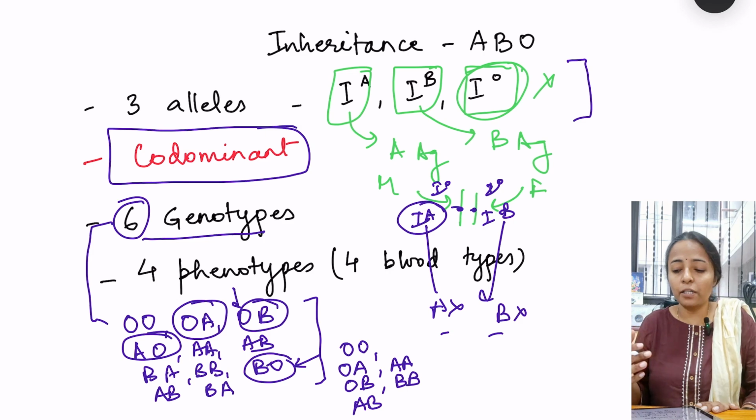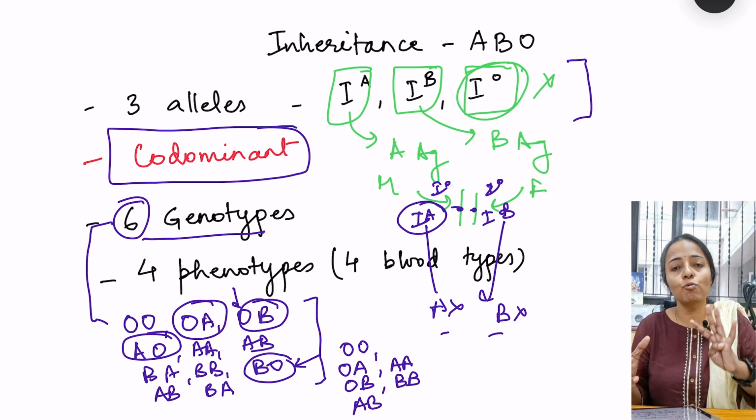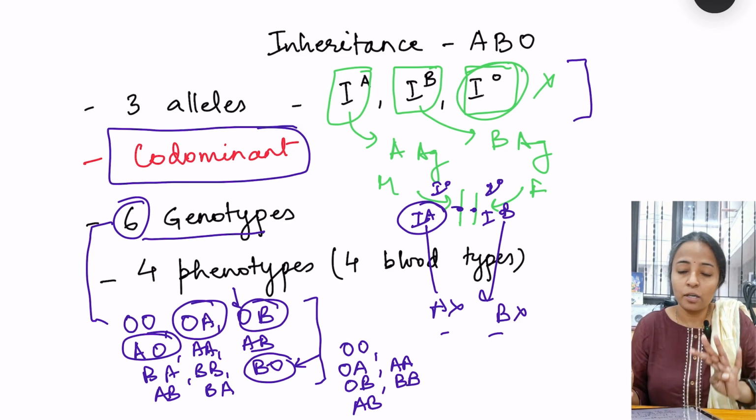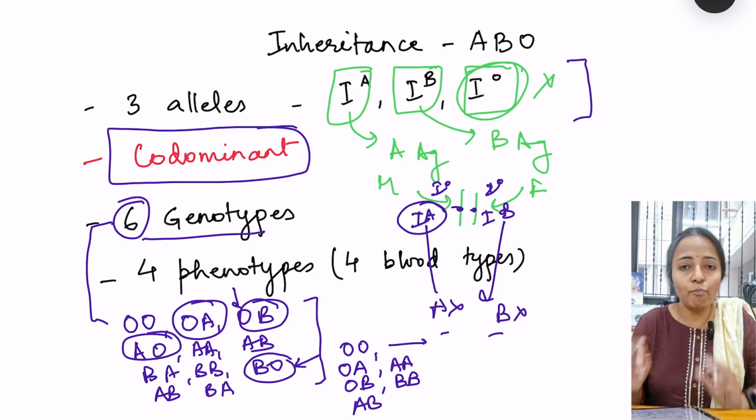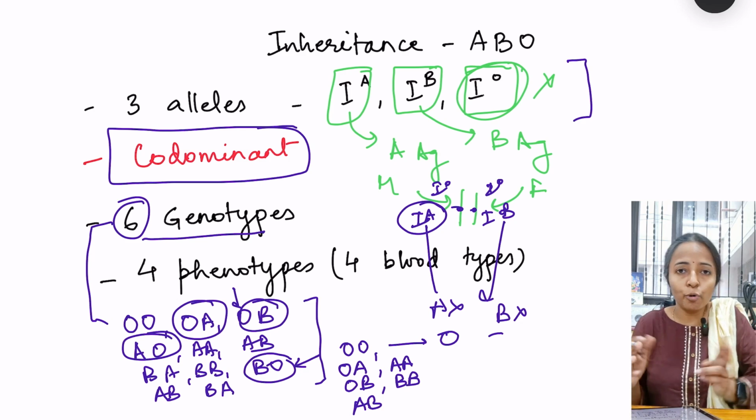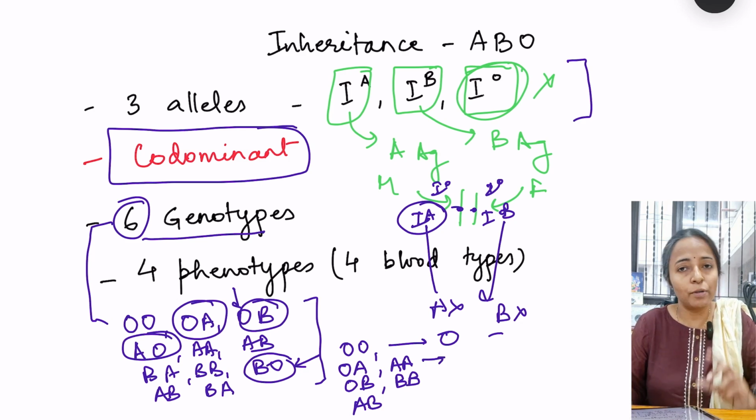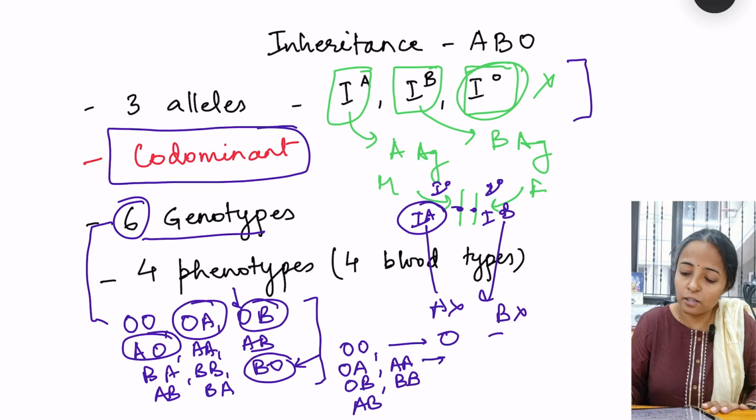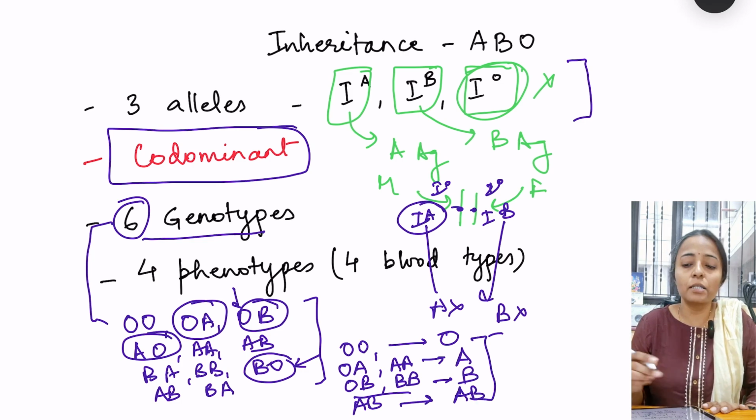These are the 6 different types of genotypes, and they give rise to 4 different types of blood groups, not 6. How? If both are OO, then there will be O blood group. If one or both of them are A, then there will be expression of only A antigen, right? So this will lead to A blood group. OB or BB will lead to B blood group, and AB will lead to AB blood group, right? So this is the inheritance of the ABO blood group system from parents to the child. Coming to the inheritance of the Rh blood group system.